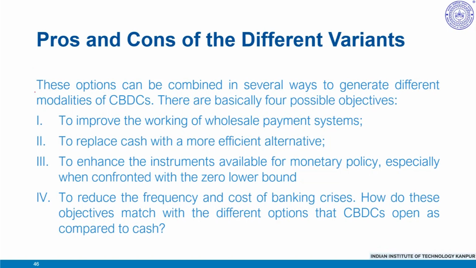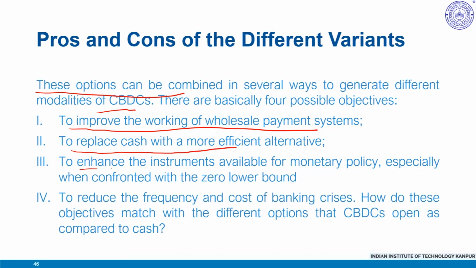Now, these options can be combined in several ways to generate different modalities of CBDC. The choice depends crucially on the objectives pursued with the introduction of CBDCs. There are basically four possible objectives. One, to improve the working of wholesale payment systems. Second, to replace cash with a more efficient alternative. Third, to enhance the instrument availability for monetary policy, especially when confronted with the zero lower bound, low interest rates. Fourth, to reduce the frequency and cost of banking crisis. And how do these objectives match with the different options of CBDC that open as compared to cash? So let us discuss them one by one.